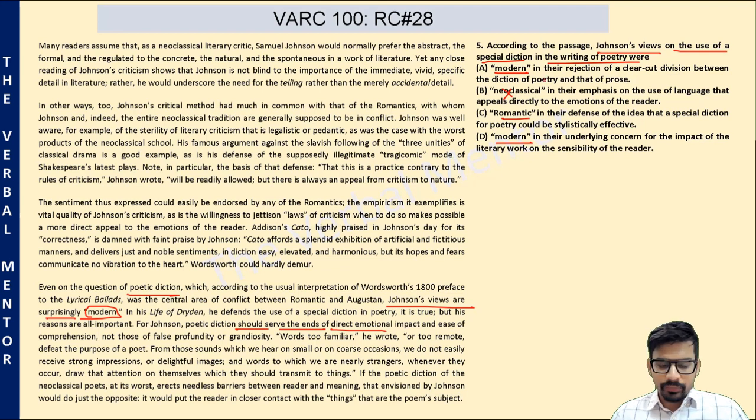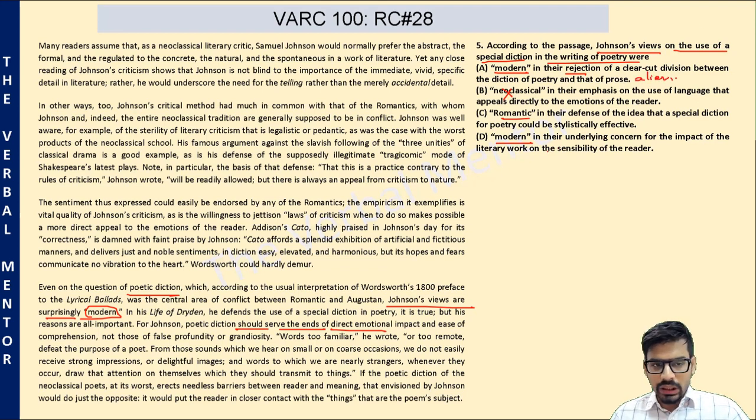So option A or option D. Now, option A says his views were modern in their rejection of a clear-cut division between the diction of poetry and that of prose. So basically, he was the first one who rejected the division between the words of poetry and the words of prose, that they should be different. He was the first one to reject this idea that they should be different. Nothing of this nature is mentioned, therefore this is alien.